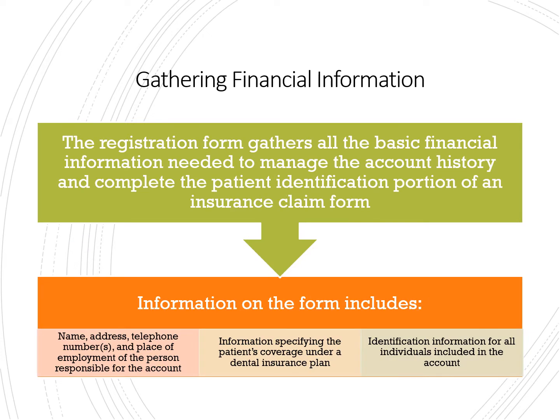The registration form gathers the basic financial information needed to manage account history and complete patient identification for insurance claims processing. You will need the patient's name, address, telephone number, and place of employment of the guarantor. Remember, we've talked about what the guarantor is. You'll also need to get information about the patient's coverage under an insurance plan. This could include both medical and dental insurance.